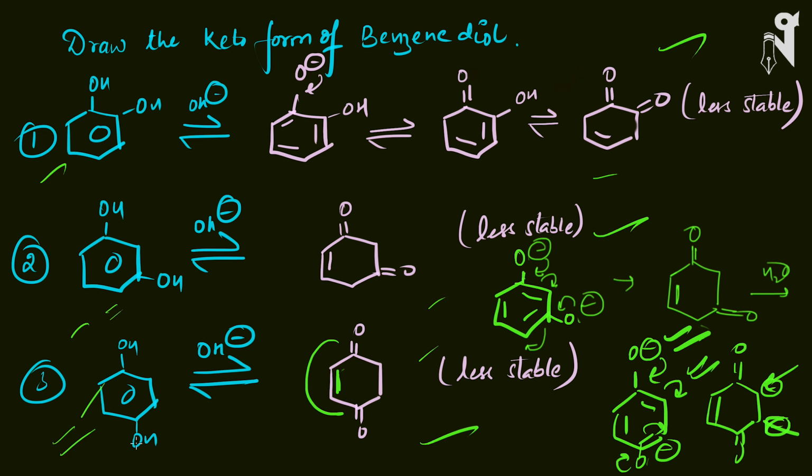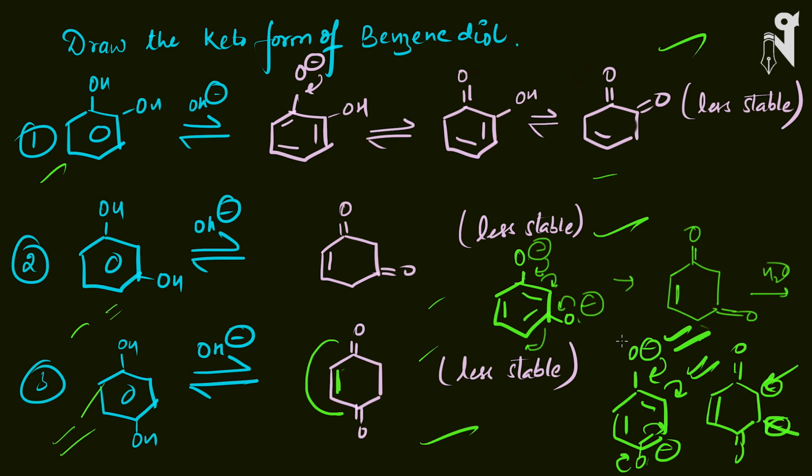So the enol form in the case of benzene diols is also very stable as compared to their keto forms. So this is about tautomerization in phenol, and we are almost done with everything we need to know for tautomerization. One small topic is left, that is ring chain tautomerism.